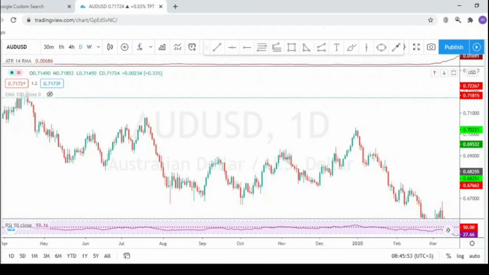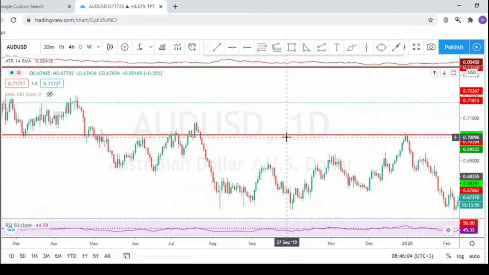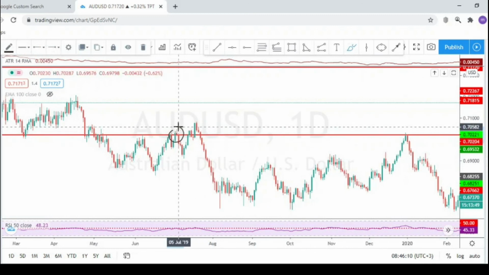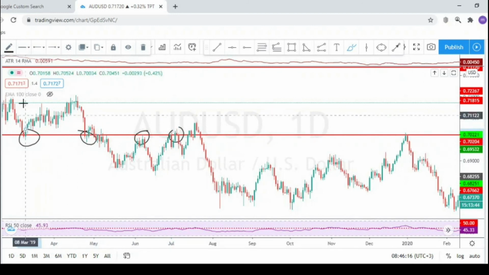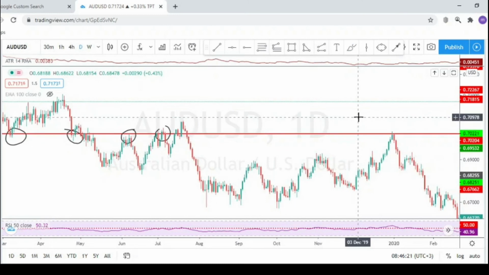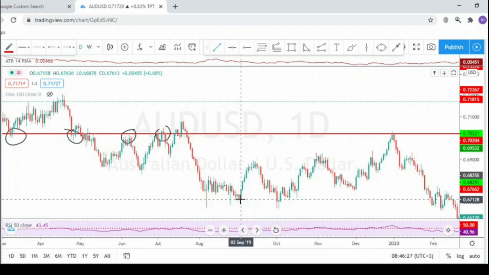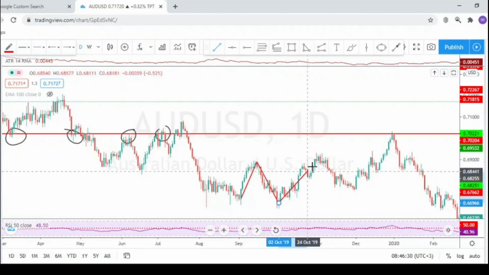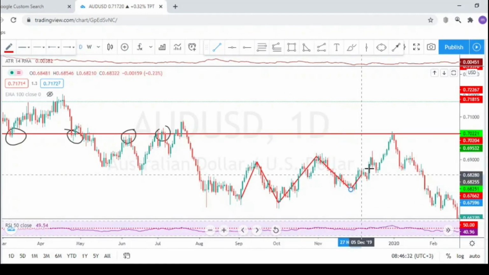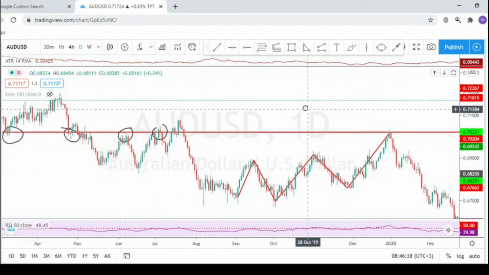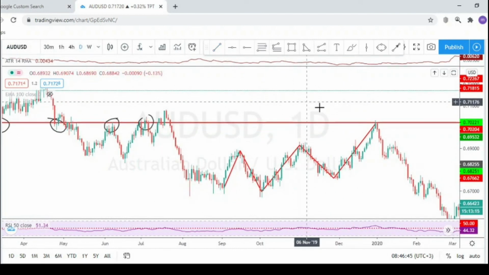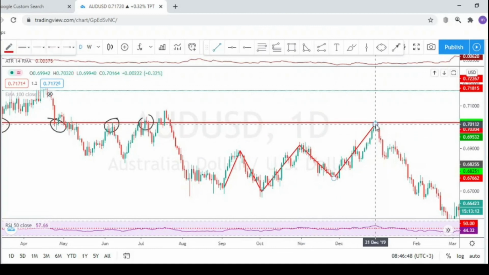Another example is here. We have this dynamic key level of structure that was tested here as resistance, support. So this qualifies to be our dynamic key level of structure. We have this market trending to the upside. It's making higher highs and higher lows, higher highs and higher lows. So when the market reaches this key level of structure, what do you look for? You look for a potential sign of a new trend. And the potential sign of a new trend, guys, is here.